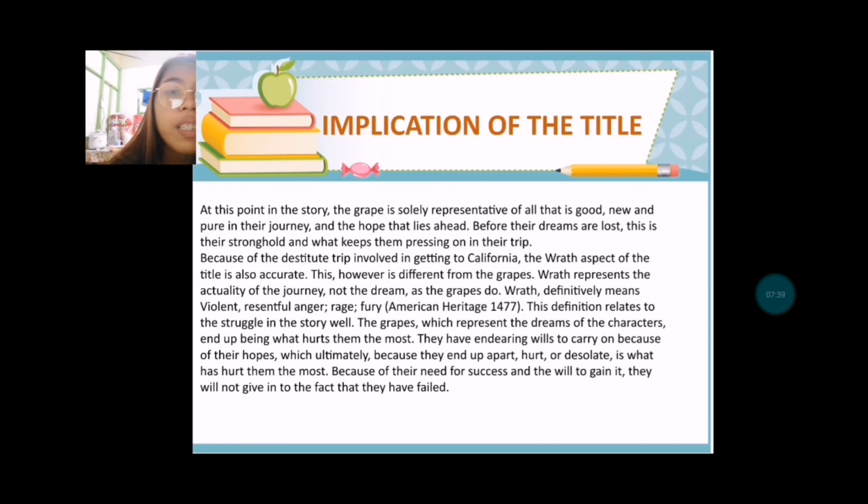Wrath definitely means violent, resentful anger, rage, and fury, and this definition relates to the struggle in the story well. So the grapes, which represent the dreams of the characters, end up being what hurts them the most. They have enduring wills to carry on because of their hopes, which ultimately, because they end up apart, hurt, or desolate, is what has hurt them the most. Because of their need for success and the will to gain, they will not give in to the fact that they have failed. And that is the story of The Grapes of Wrath.